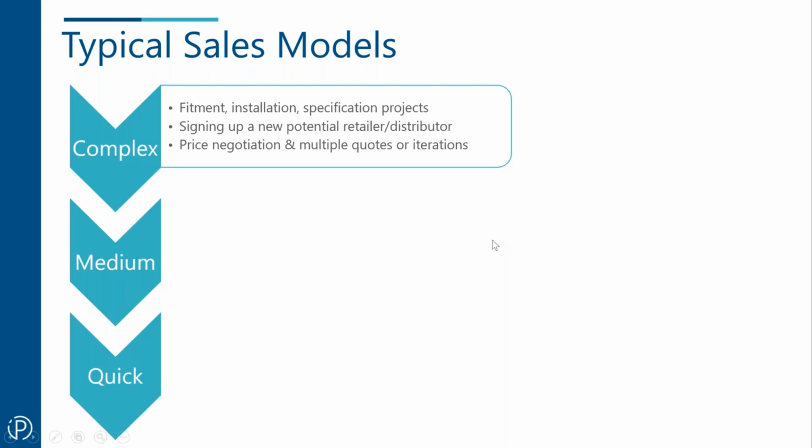So even if you're distributing to retailers, your typical sale might be relatively straightforward and high volume, but the process of signing up a new retailer and getting them to begin stocking your products and maybe to get a display stand in and things like that can obviously be a much more lengthy sales process. And really any kind of sale that involves price negotiation, multiple quotes and iterations.